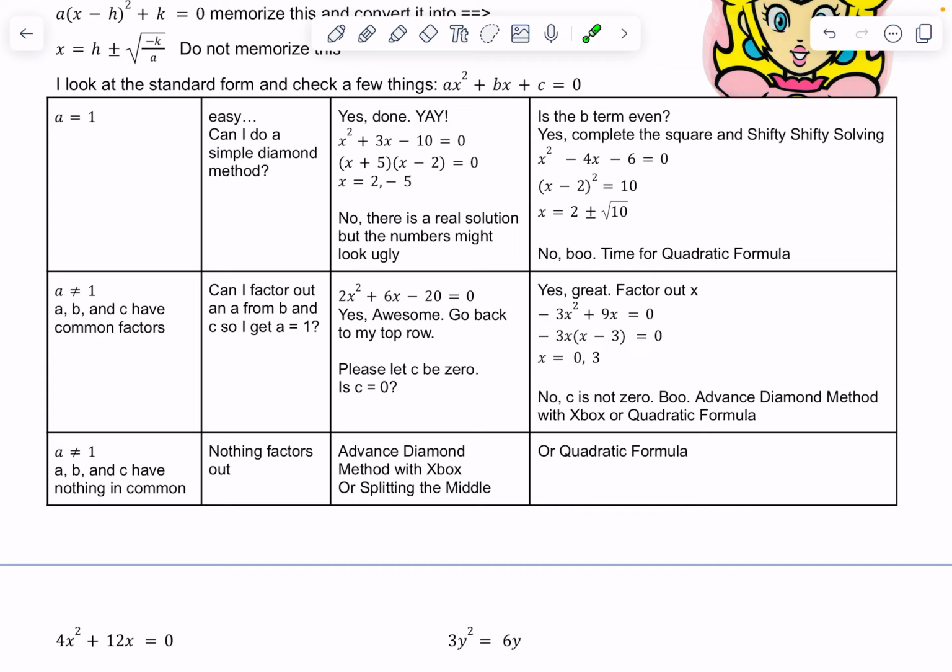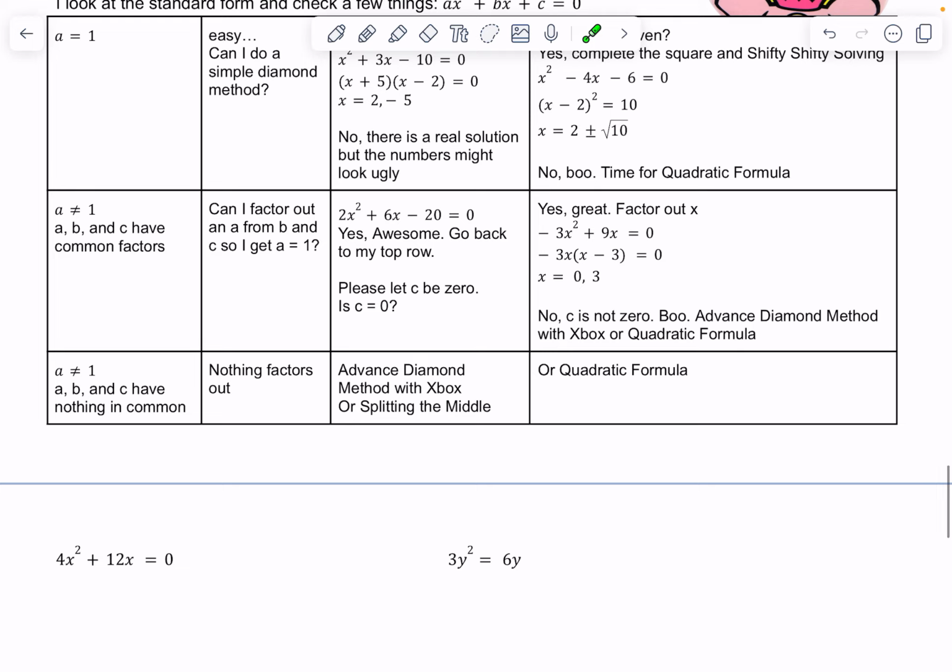If I can't, then please let c be 0. Is c 0? If c is 0, then I can just do easy factoring. That's lovely. That's even the easier thing. I love when it's that. If it's not, boo. I might have to do some diamond method, or advanced diamond method, or quadratic formula. Last but not least, if c doesn't equal 0 and there's nothing in common, I can't factor anything out. Boo. That's either diamond method or quadratic formula.